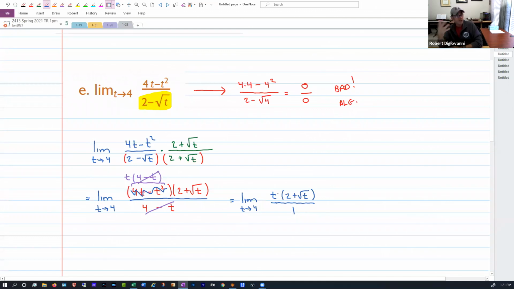Now at this point, let's try direct substitution. Let's see what happens. I'm not going to write the limit now. I'm going to let t go to 4. And I should just get 4 times 2 plus root 4. That means 4 times 2 plus 2. 2 plus 2 is 4, so 4 times 4 is 16. So the limit is 16.